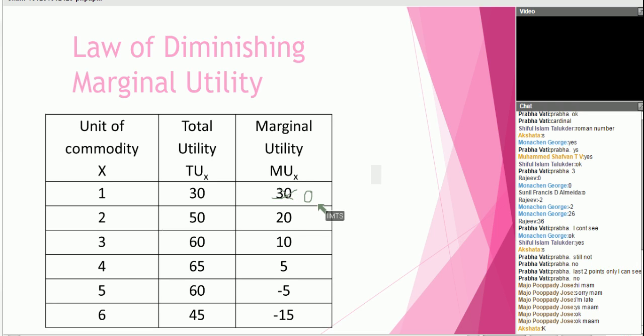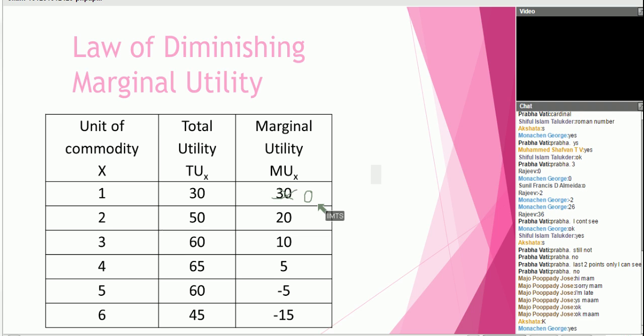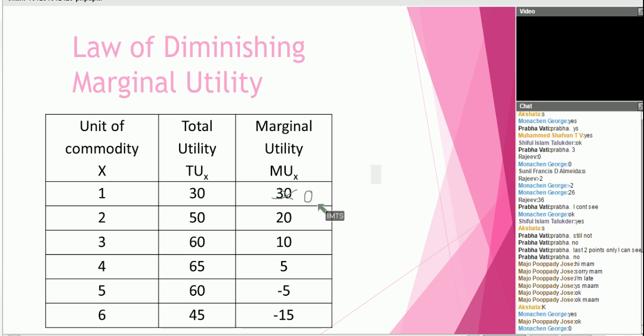Am I right? This should be 0 or 30? Yes, it should be 0 because the first unit is not giving us any marginal utility, it's giving just total. Then the second one, 50 is the total utility and marginal is 50 minus 30, that is 20. For the third, it is 60 and 60 minus 50, that is 10. For the next, 65 minus 60, that is 5. For the fifth one, it's 60 minus 65, so it's minus 5. And the sixth one, it's minus 15. So marginal utility is now going on decreasing. This is the nature of marginal utility.